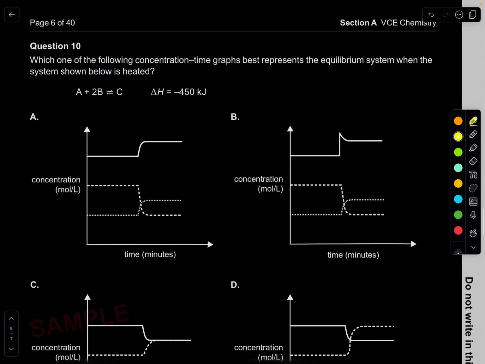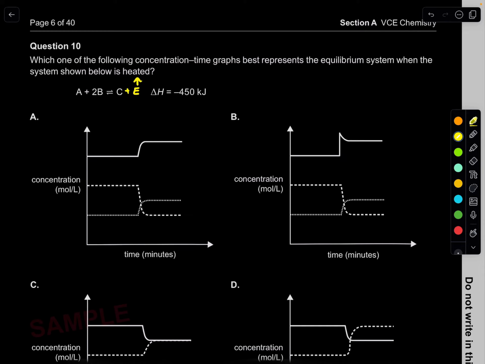Done. Next question. Question 10. Which of the following concentration time graphs best represents the equilibrium system when the system is being heated? Well, let's think about it. It's an exothermic reaction, so energy is going to be released. I'm going to write E, energy. So think of that energy as just a molecule. If you're heating the system, you're increasing this energy over here.